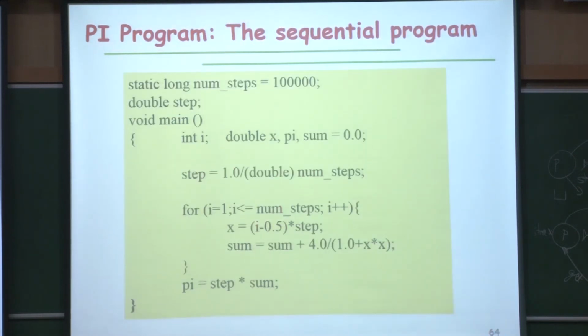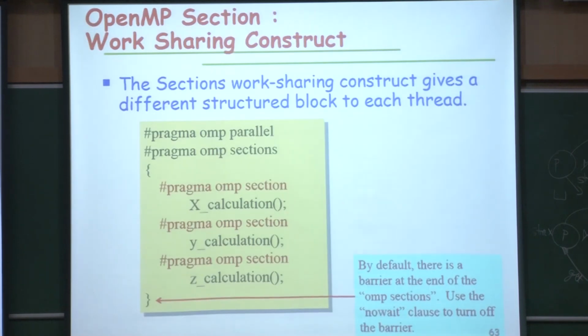Let us take a simple example, calculation of pi. The idea is very simple. If you have more sections than the number of threads, they are going to be distributed to the threads. If you have fewer sections, then fewer threads are going to be used.